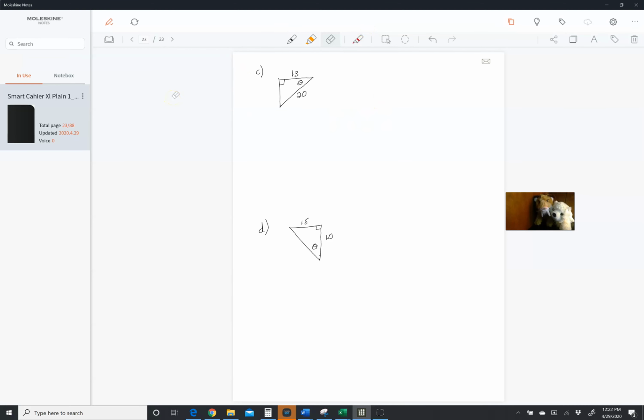So first thing that we do is we label. The 20 is the hypotenuse, that's opposite the right angle. The 13 is the adjacent side. And then what's left over is the opposite. So the first thing that we want to know, which sides do we know? We know the adjacent, we know the hypotenuse. Which trig function are we talking about? We're talking about cosine.